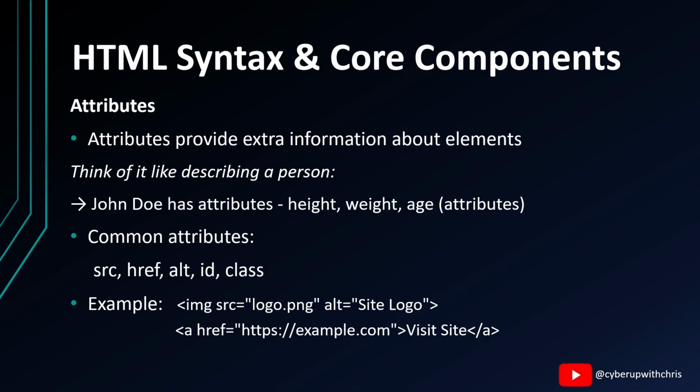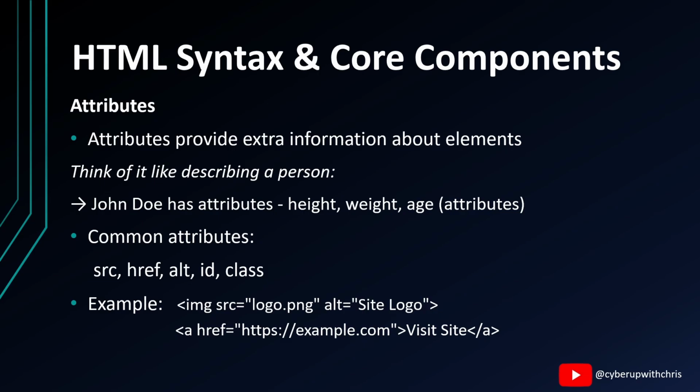Now, attributes. Attributes provide extra information about an HTML element. Think of it as describing a person. For example, let's say John Doe. This person might have certain attributes like height, weight, age, and so many more. These attributes add more details and help you define the person better. That is also how it is in HTML. HTML attributes help you add more meaning and give more definition to a particular tag.